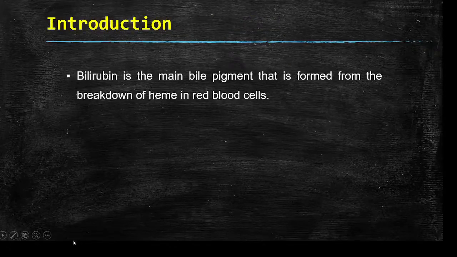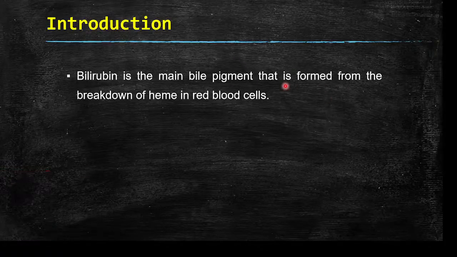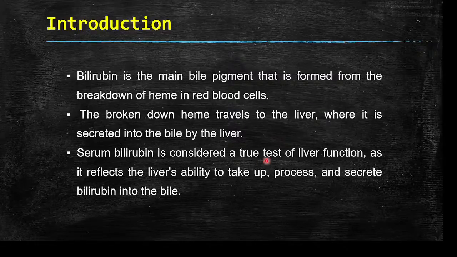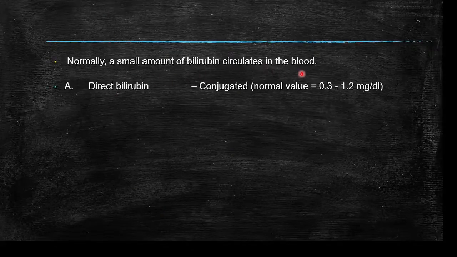Okay, so bilirubin is the main bile pigment that is formed from the breakdown of heme in red blood cells. The broken down heme travels to the liver where it is secreted into the bile by the liver. So serum bilirubin is considered a true test of liver function as it reflects the liver's ability to take up, process and secrete bilirubin into bile. A small amount of bilirubin circulates in the blood normally.